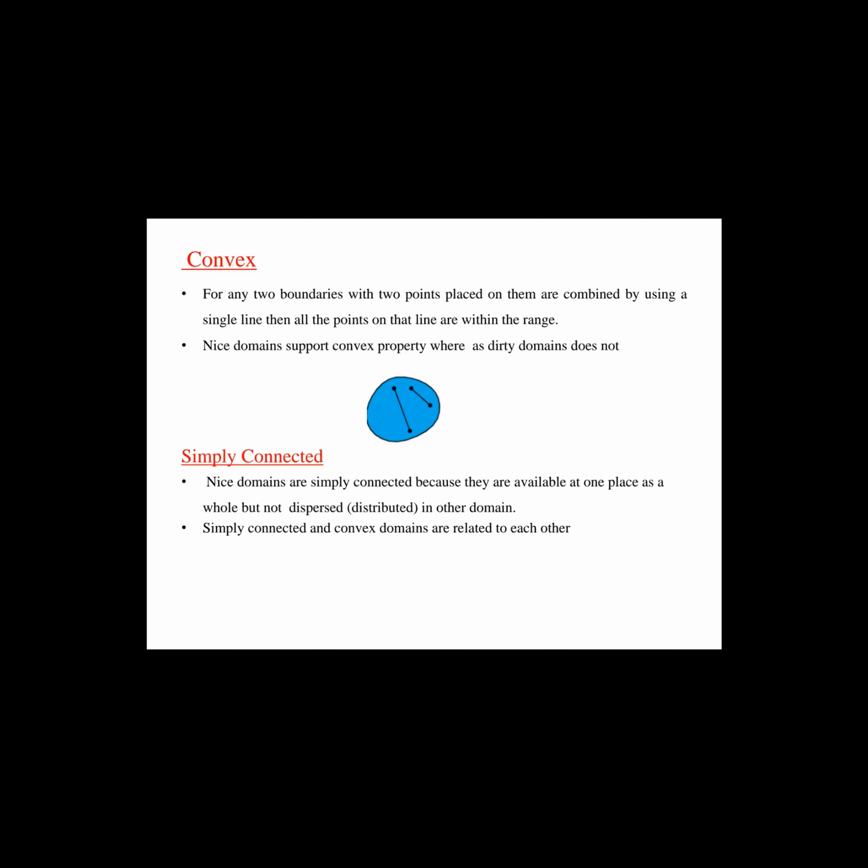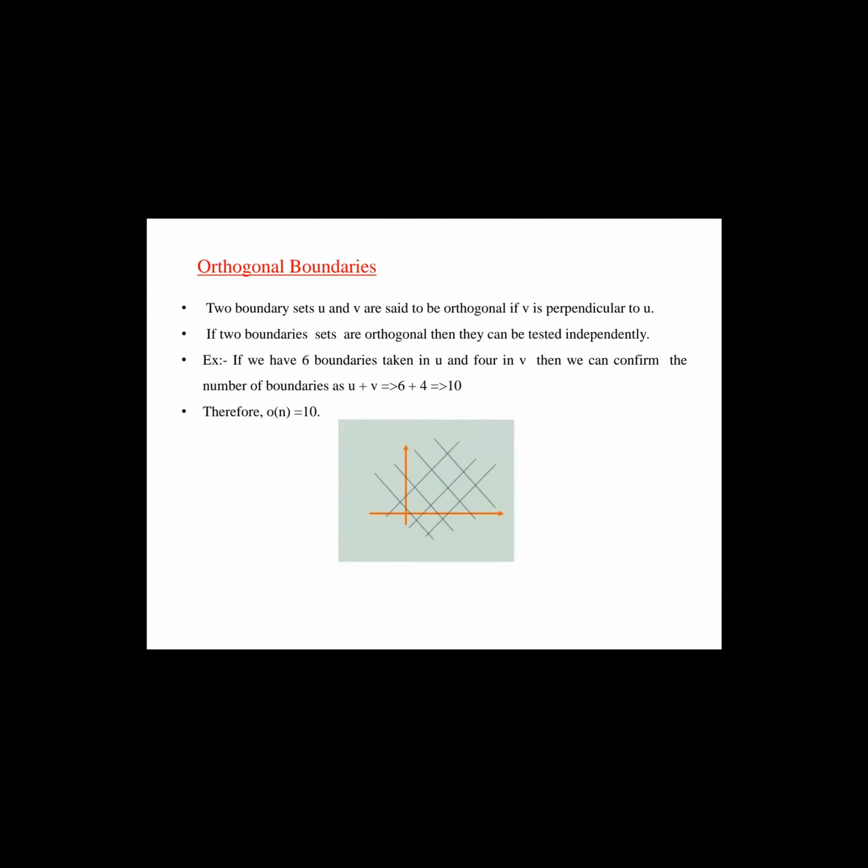So if a domain is said to be a nice domain, these properties have to be satisfied. Okay, so what are the properties that have to be satisfied to determine that a boundary is a nice domain? It has to be 2-dimensional. It can be linear. It can be a complete boundary. Next, it can be a systematic boundary. Then it can be a convex and simple boundary. Next, the last one is orthogonal boundary. If any one of these properties is satisfied, the domain is called a nice domain.